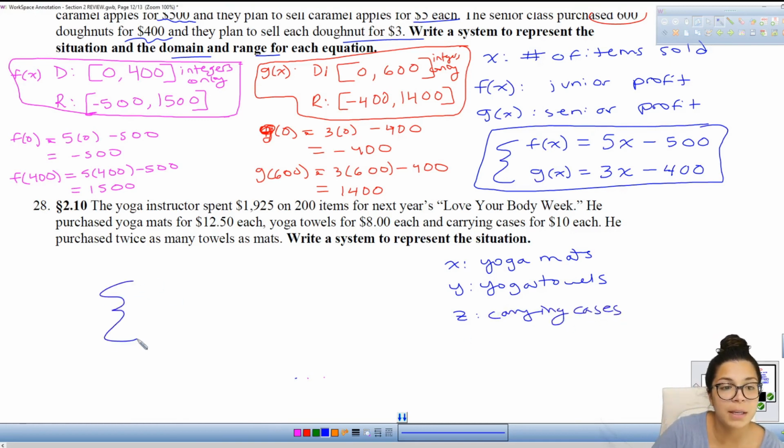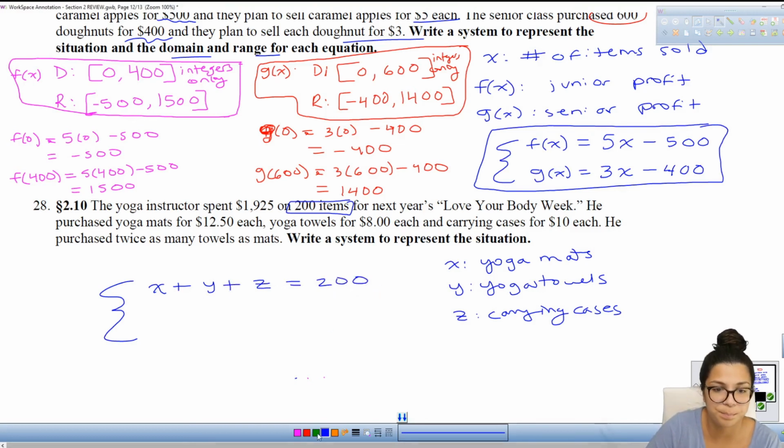So this system here, right, we have one equation for how many things we bought total. We bought a total of 200 items. So the yoga mats that I purchased plus all of the yoga towels that I purchased plus the total amount of carrying cases that I purchased, that'll give me the total amount of items that I purchased, which is 200 items. And then the second equation will be how much money I spent.